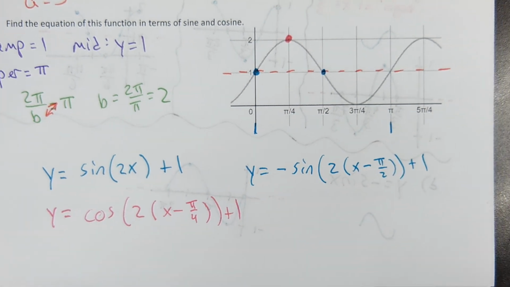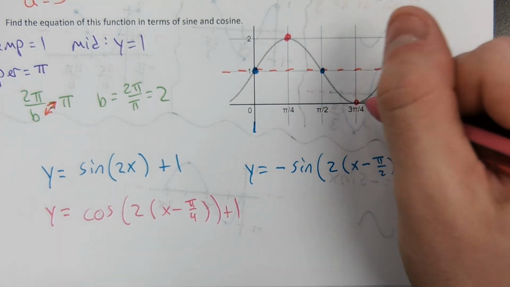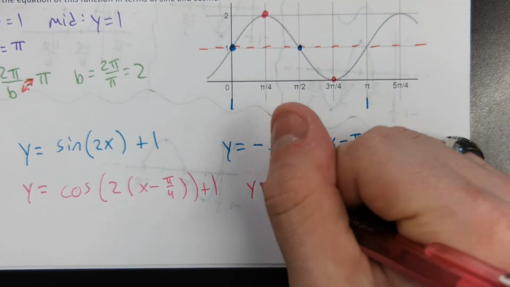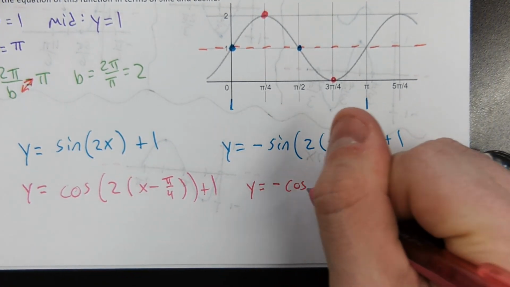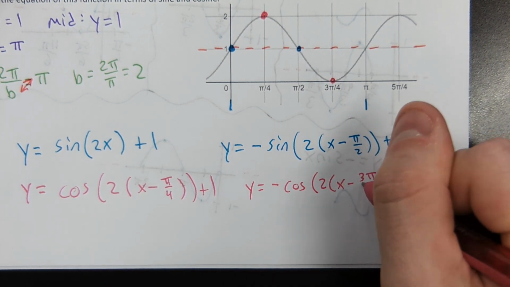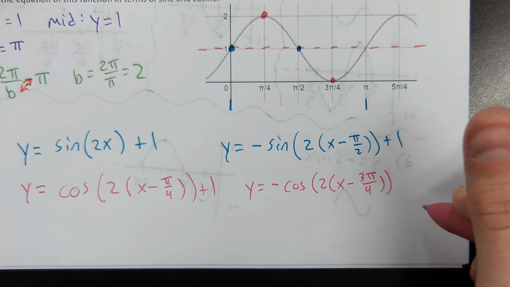If you wanted to be super duper extra, you could have written it as a negative cosine wave and began it at 3 pi over 4. Just trying to get you to see the infinite ways that we could do this. And of course, I could shift it to the left if I wanted to as well.